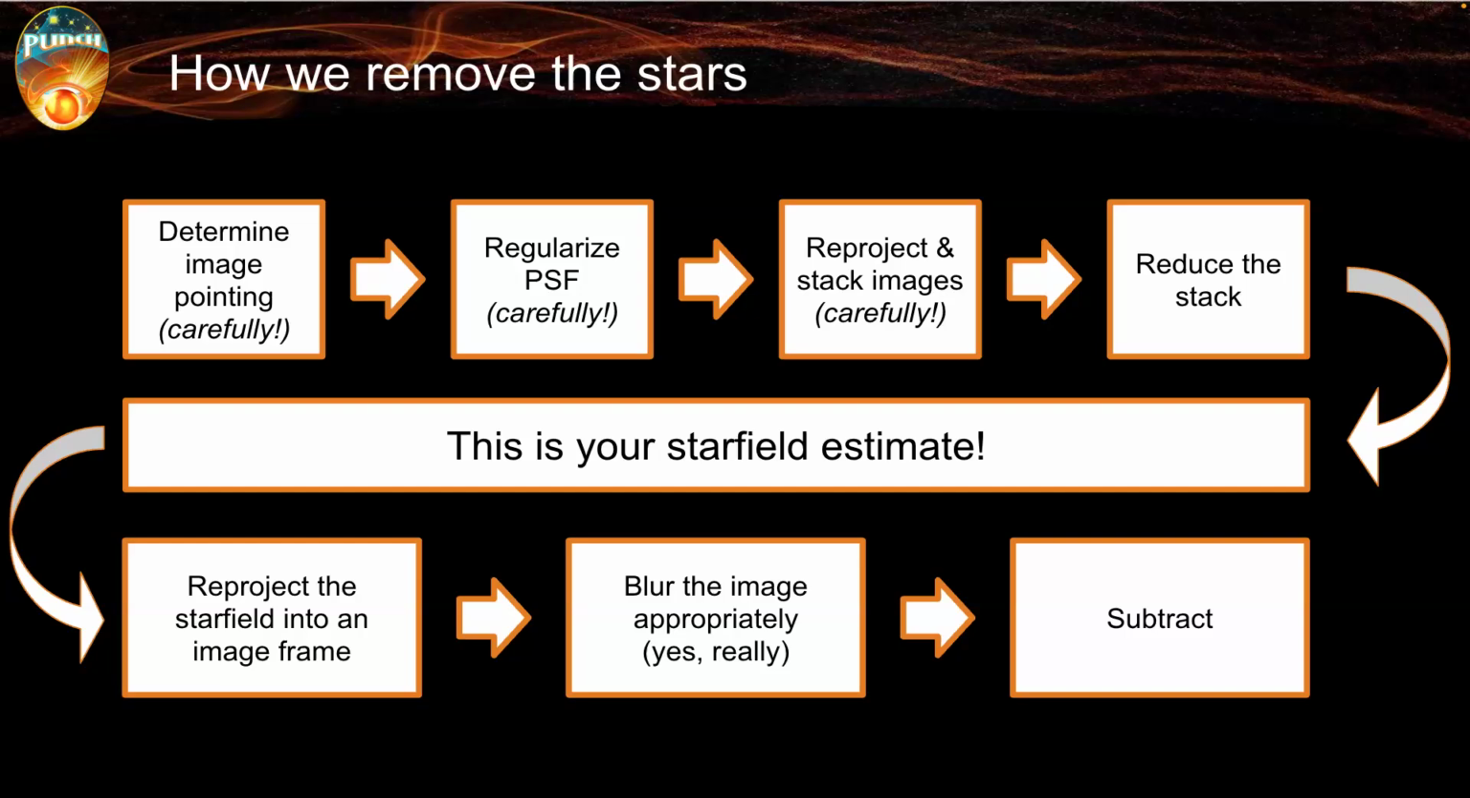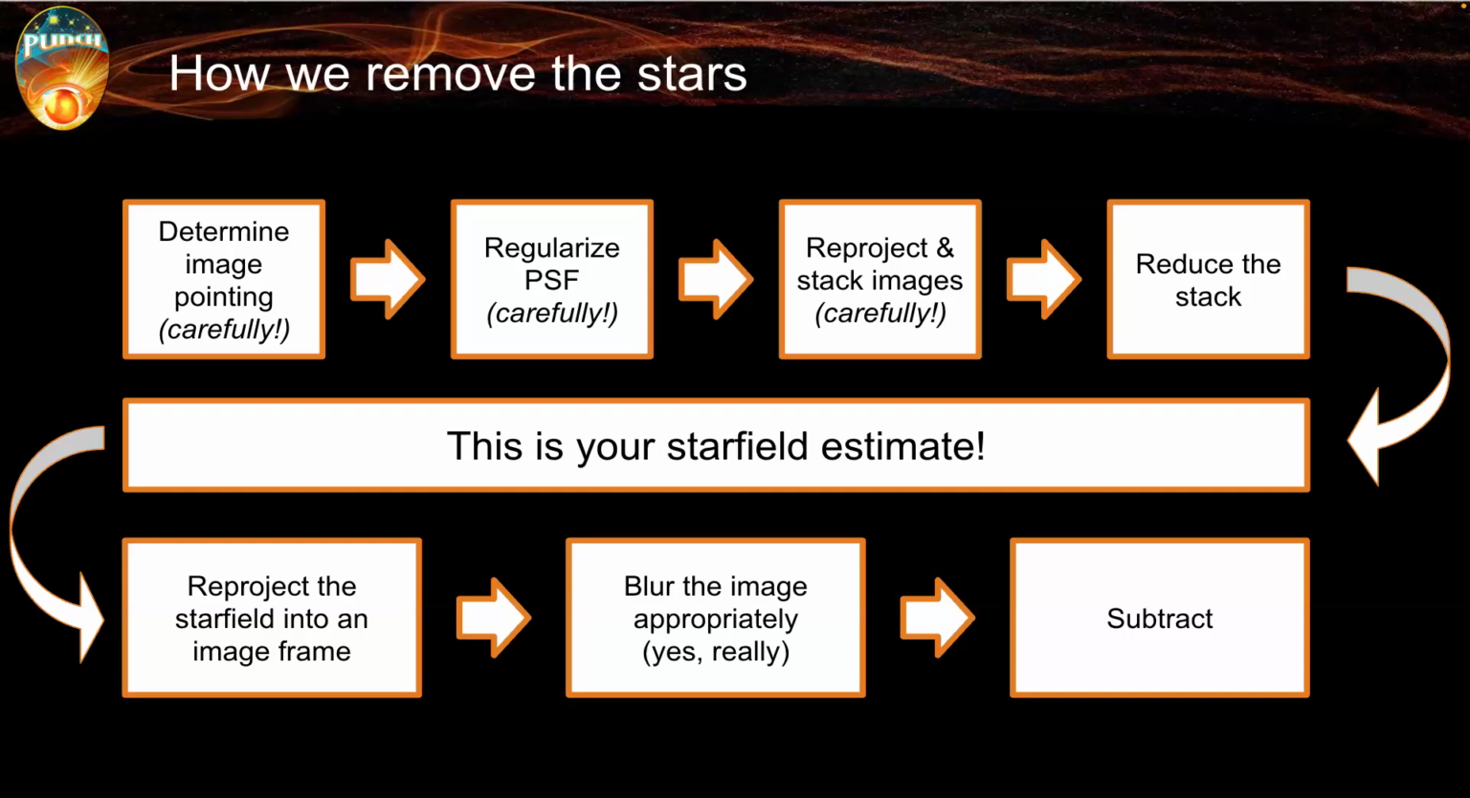Next, we have to regularize the PSF. Marcus talked about that earlier. We need the stars to look the same every time we see them in every image, no matter where that star appears in the image. So we make that PSF very uniform. Then we reproject all the images into an RA/Dec frame, kind of making a data cube of right ascension, declination, and image number.